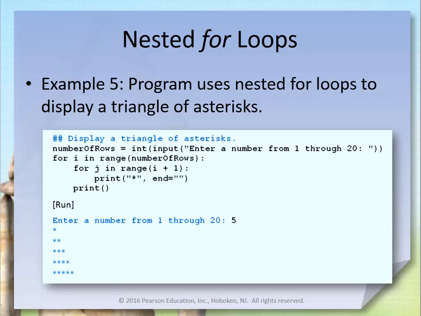Here's another example that just prints a kind of an increasing triangle of asterisks for i in the range of some particular number of rows that we input up here, and then for j in the range of i plus 1. So we're just going to add 1 each time. This print statement allows us to remember the end condition here is blank, so we won't get a new line until we execute this.